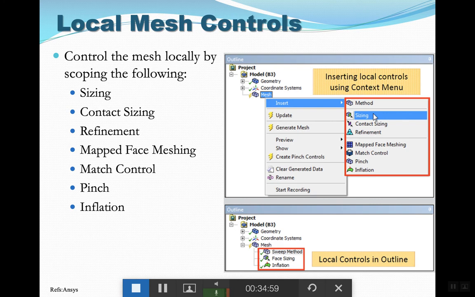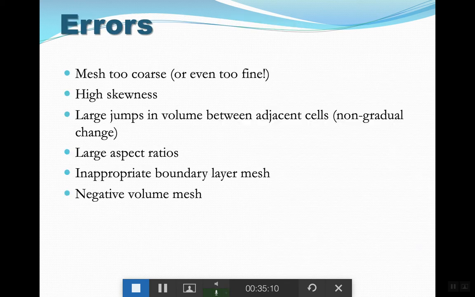Now, the local mesh controls, as we mentioned, are very similar to the general global cell controls. The only difference is they overwrite your global cell controls.